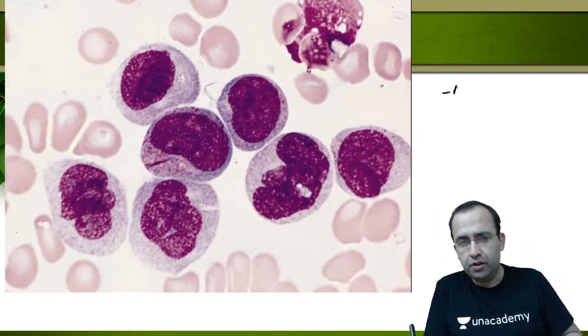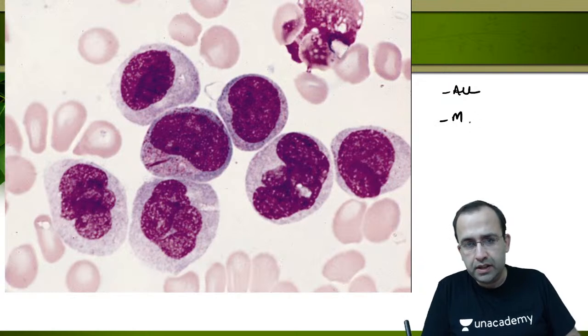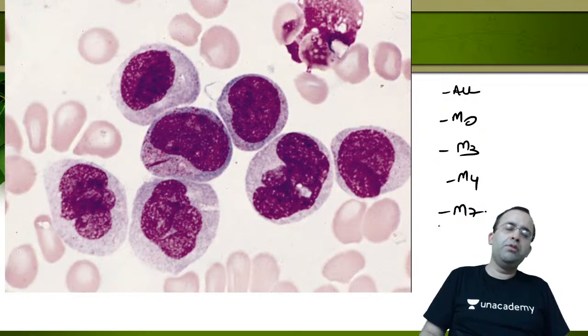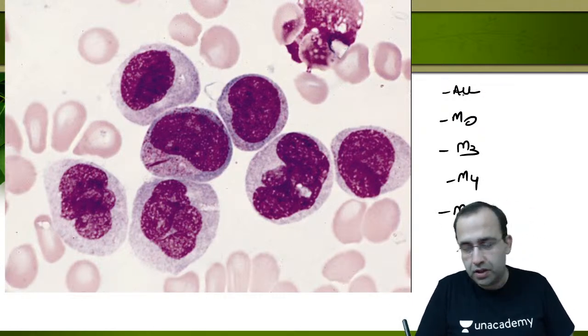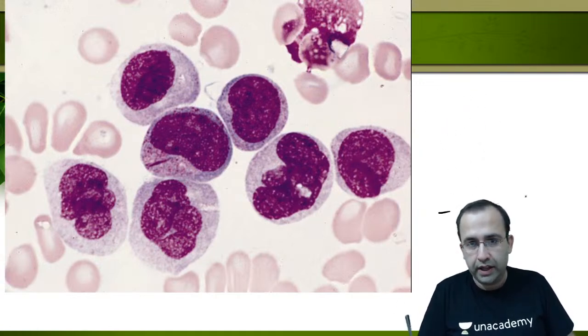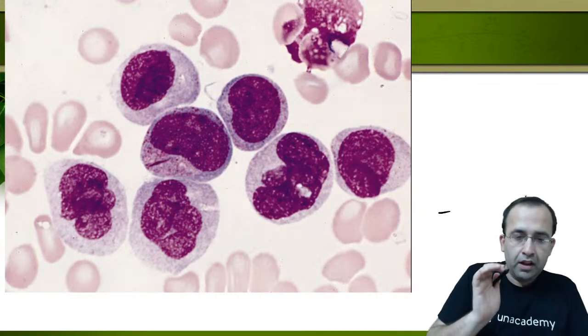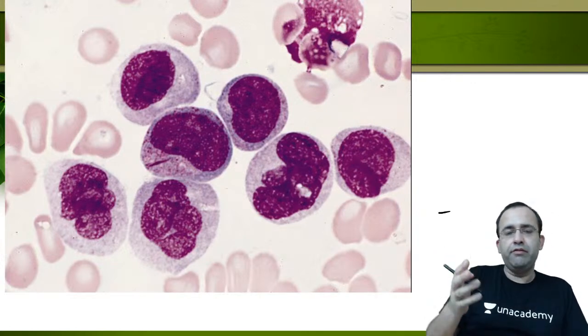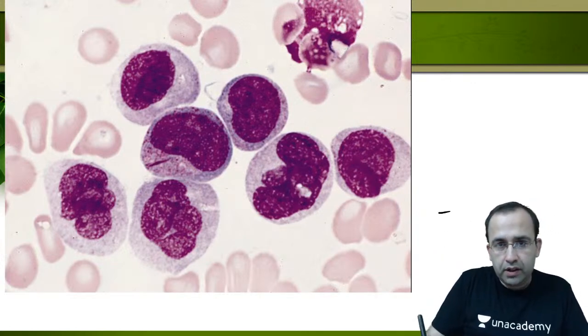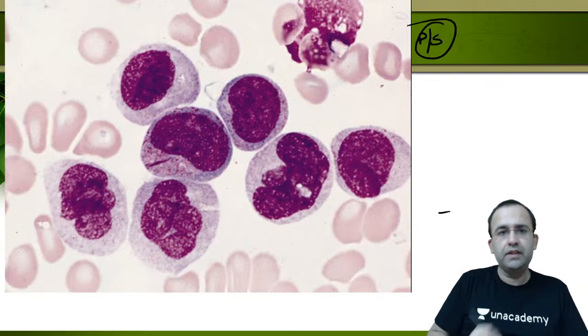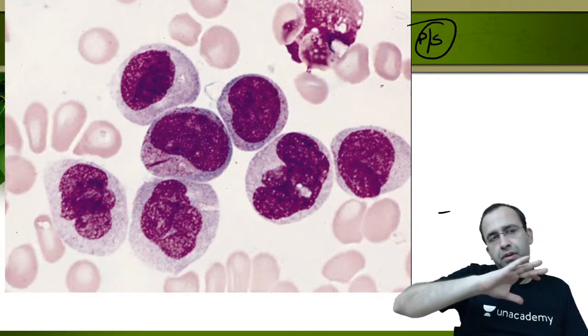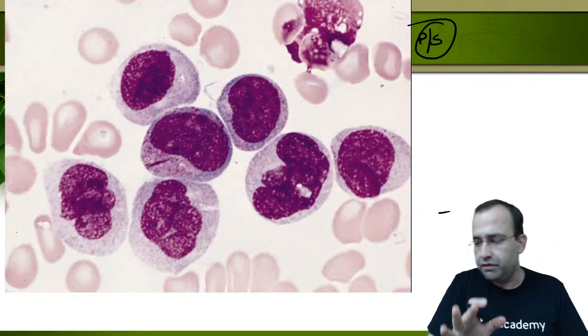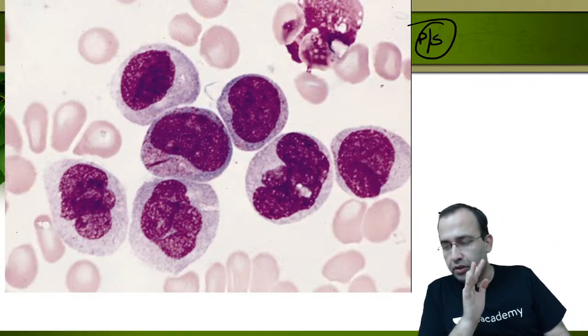Firstly, ALL. Your options would be ALL, M0, M3, M4, M7. These are your options. Everybody answer. What will you mark? Firstly, what is the technique? This is a peripheral smear. You are able to see the presence of RBCs which are well spread apart in the background.